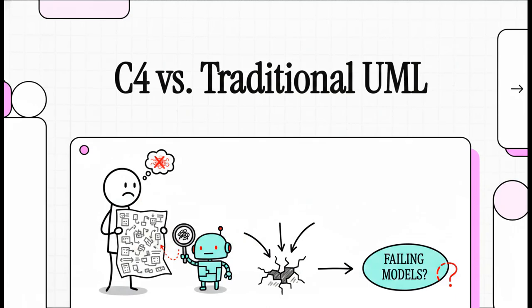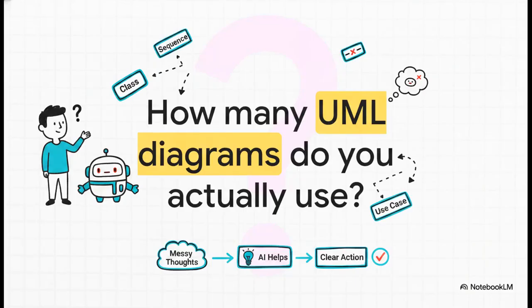Why are your software architecture diagrams failing your team? Let's dive into this explainer and map out the solution. Quick question. Ask any software team how many UML diagrams they actually use today. The answer might totally surprise you.